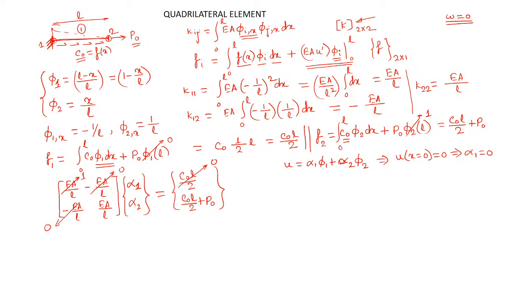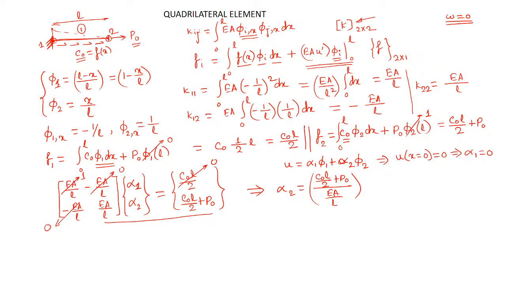Now let us go ahead and see what the reduced system is. Alpha 1 we have ensured as 0. Now how to get alpha 2? Alpha 2 is very easy, because we are left with only one equation, that is the second row. So alpha 2 is C naught L by 2 plus P naught divided by EA by L. So that is alpha 2. Alright, up to this everything is fine.